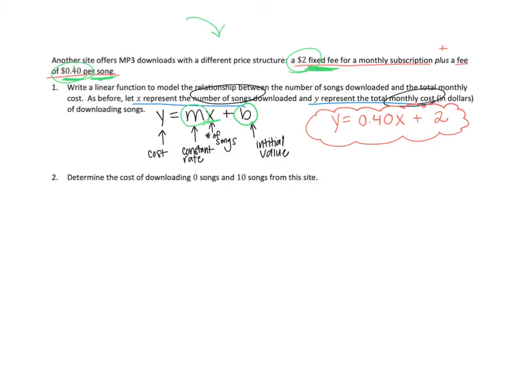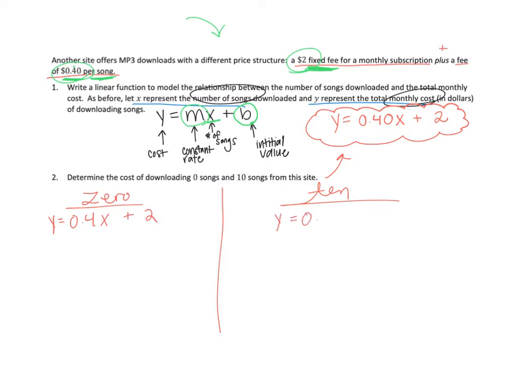It then goes on to ask us a question where we're going to use this equation. It says, determine the cost of downloading 0 songs and 10 songs from the site. So let's do 2 columns. I'm going to do 2 equations. I'm just going to start with the equation that I created, y equals 0.4x plus 2. You'll notice that I wrote 0.4x instead of 0.40x. That is the same number. You do not need this extra 0 on the end, it just takes up space.